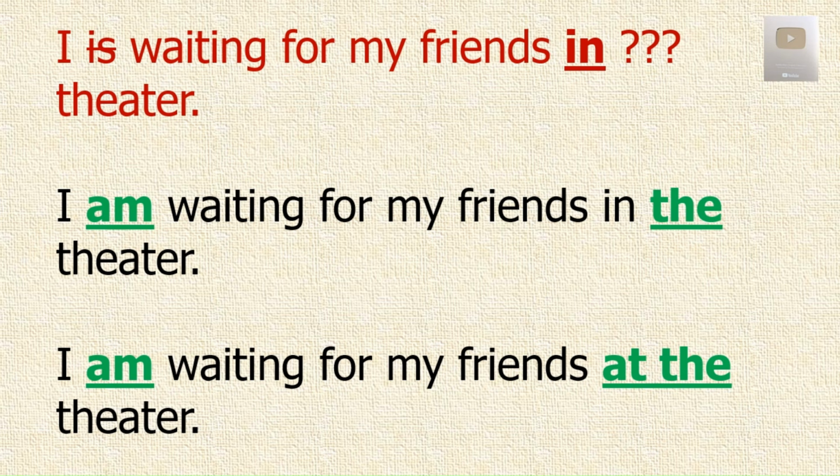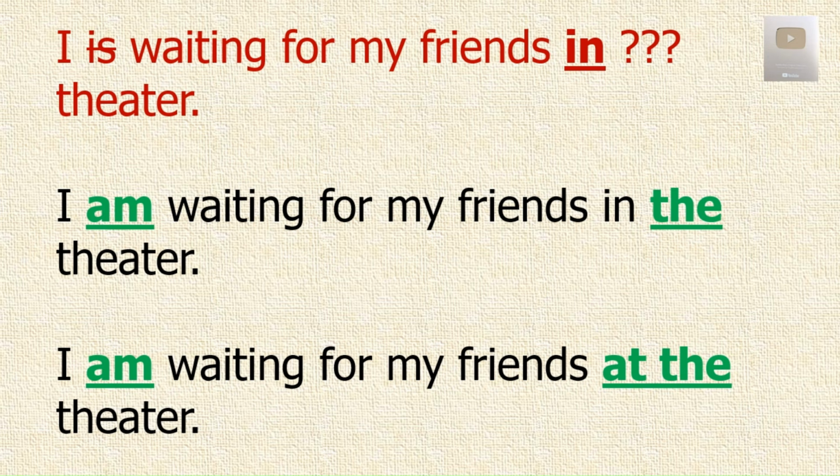Because if you write all these, you will have your own book of corrections where you will not make these mistakes again. So we don't say I is, we say I am. That is one mistake. In, if you say, then you require an article before theatre. You can say I'm waiting for my friends in the theatre.